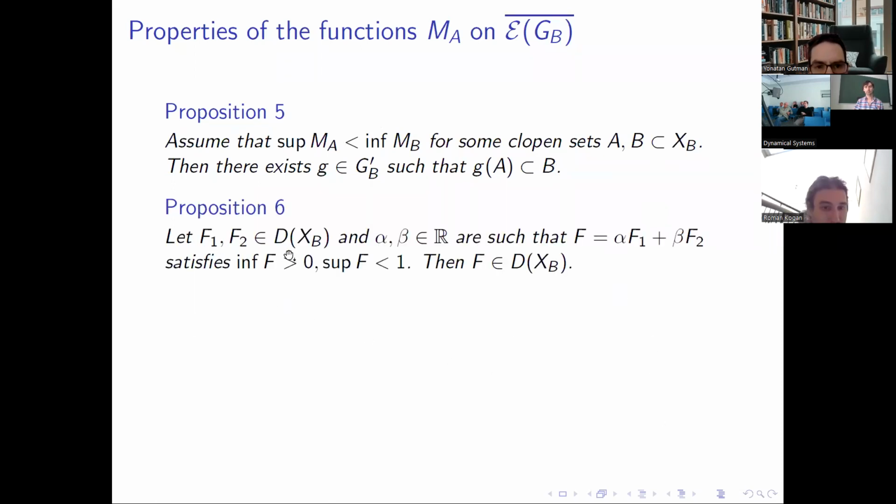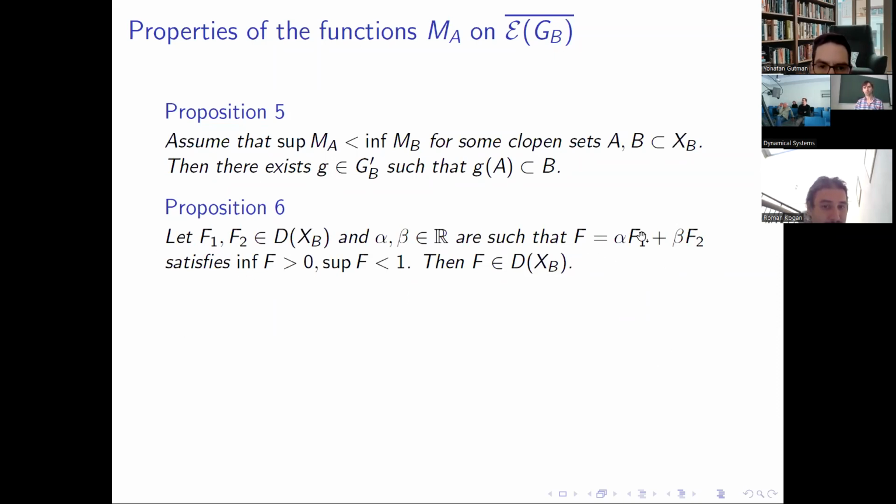And finally, another proposition: for any functions f1, f2 in this space, and any real numbers alpha, beta such that the combination alpha f1 plus beta f2 satisfies infimum f is positive and supremum f less than 1, we will have also that f will be inside the space D of X_B. So if we can approximate arbitrarily well f1 and f2 by the functions MA, then this linear combination also will be approximated arbitrarily well.